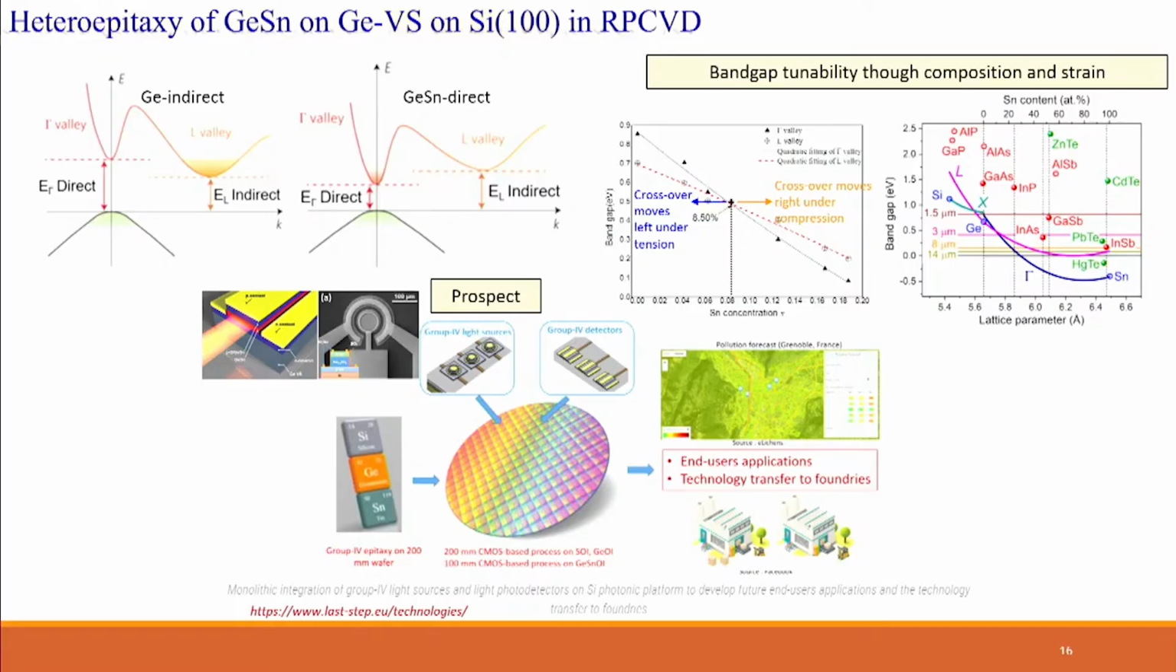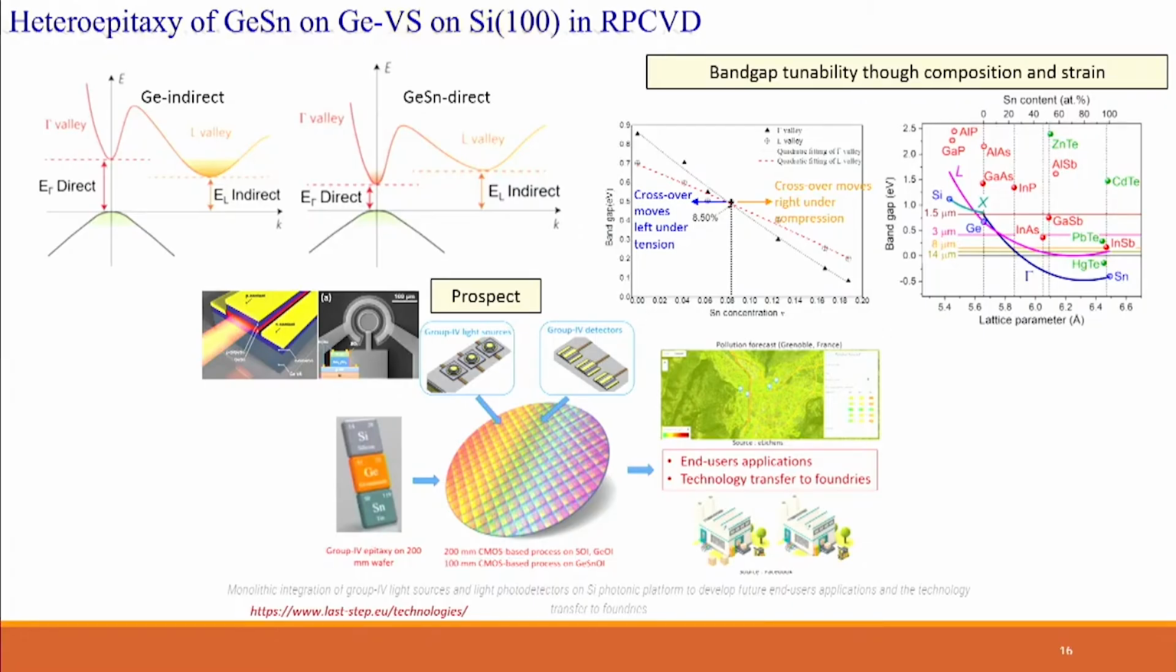So in unstrained or relaxed germanium tin, this happens at around 8% tin. If you are growing under compression, you need slightly higher tin, around 10%. If you grow under tension, you need slightly less tin. This crossover band gap is strategically very important. It starts from around 2 micron, and the more tin you add, the band gap shrinks. It can go to 2.5, 3, 4.5, so it's covering the shortwave infrared, mid-infrared region of the electromagnetic spectrum.